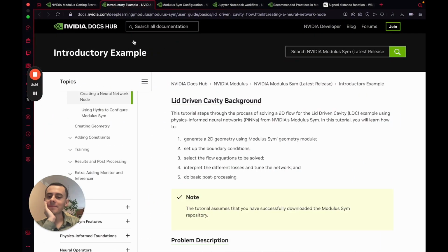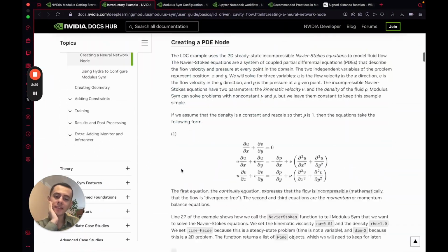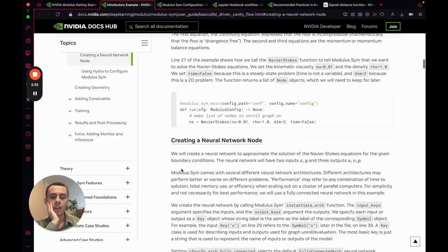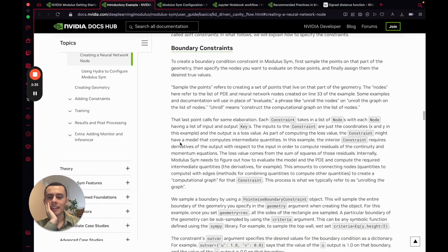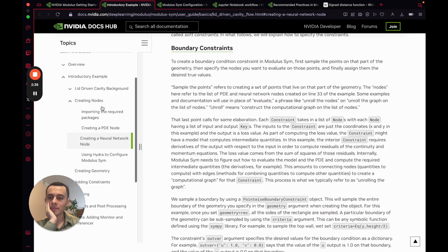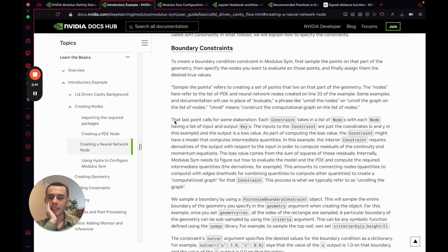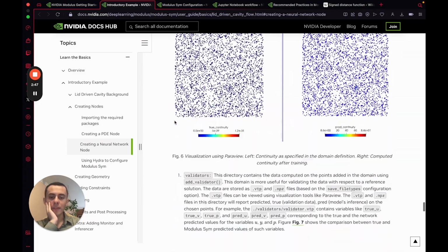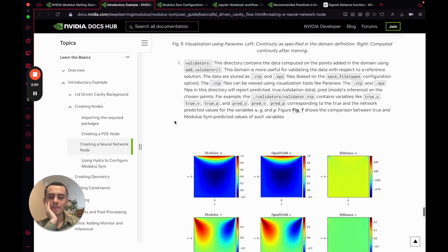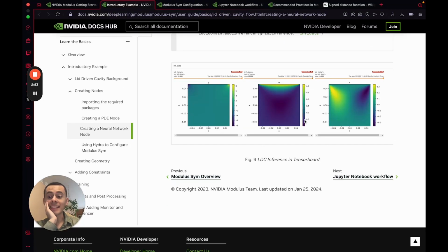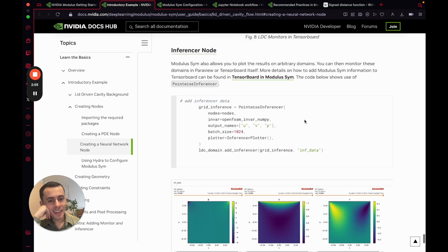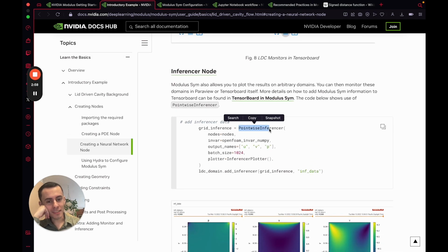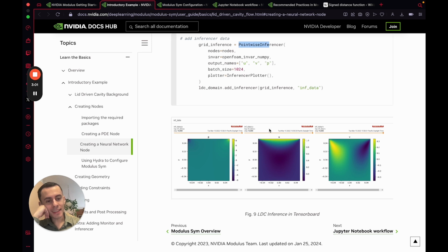We're going to be following an introductory guide in the official documentation, the lid-driven cavity example, with a few changes that I made to make it work in a Jupyter Notebook. They show you how to visualize the results with what they call an inferencer. We're not going to add the point-wise inferencer, because that's for visualizing the data in TensorBoard. I'm going to talk about TensorBoard and NVIDIA Modulus in a future tutorial.